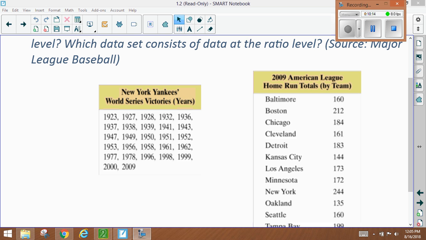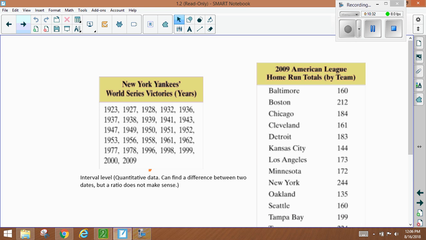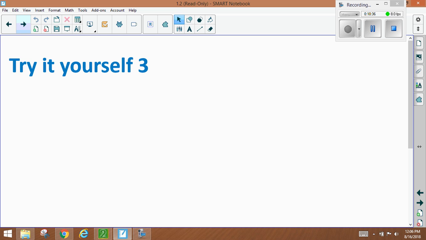Home run totals, right? We could say that one was like twice as many. One team had twice as many home run totals as another, or something like that with these numbers. So it makes sense to say that. So that's the difference there. All right, so that's just the answer to what we were just talking about. All right, let's try it again.